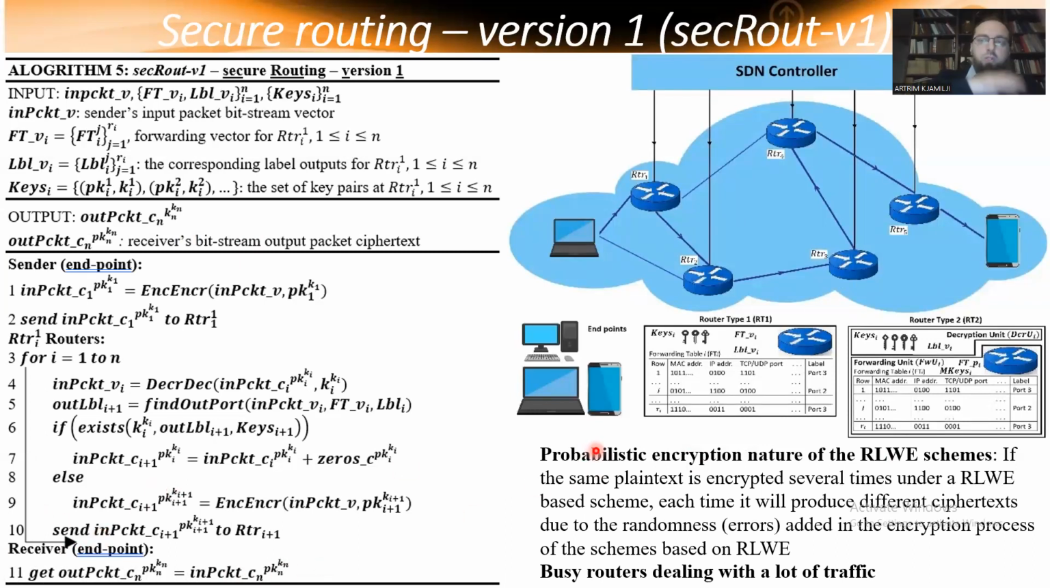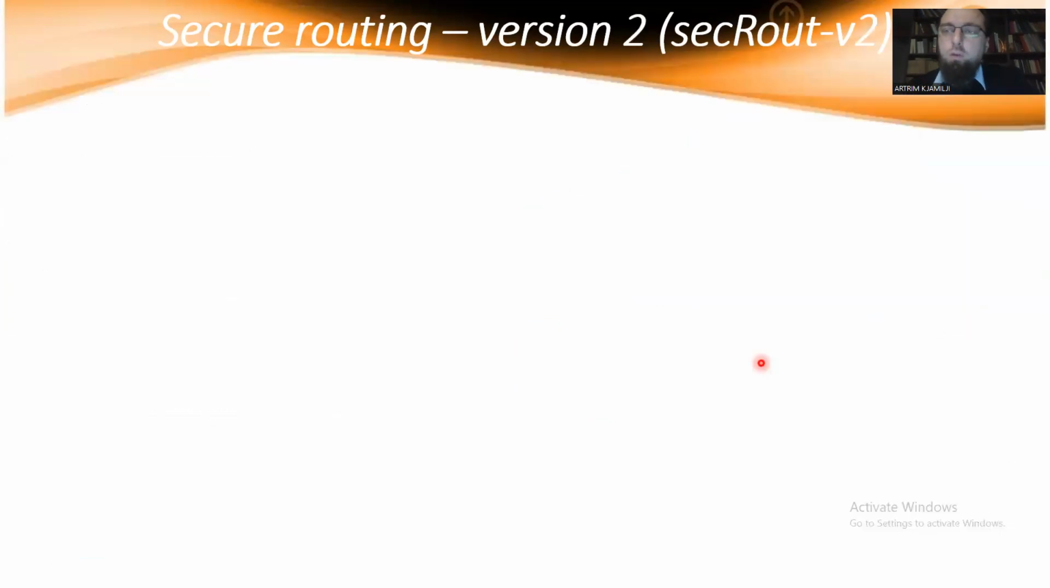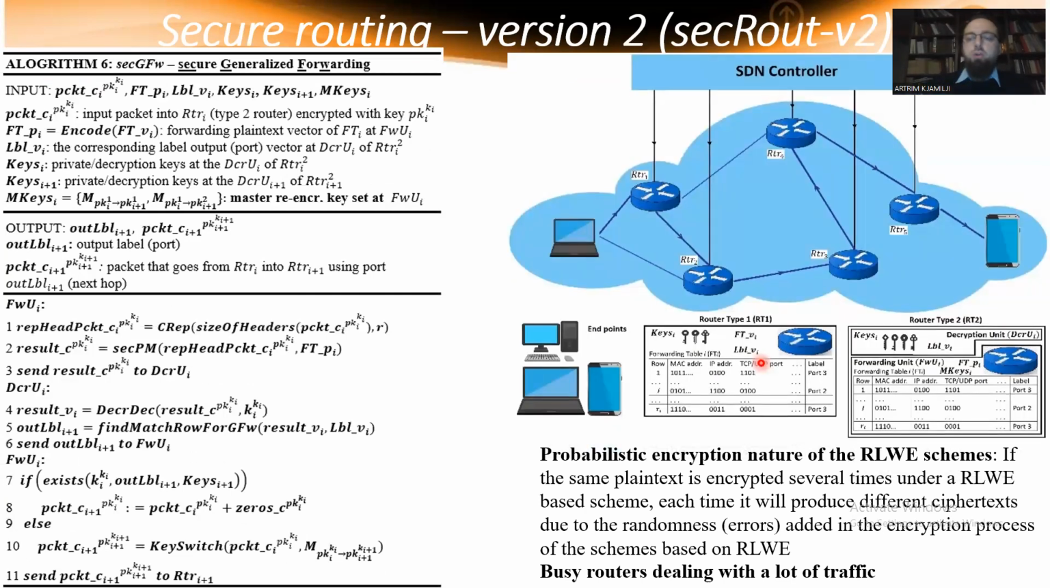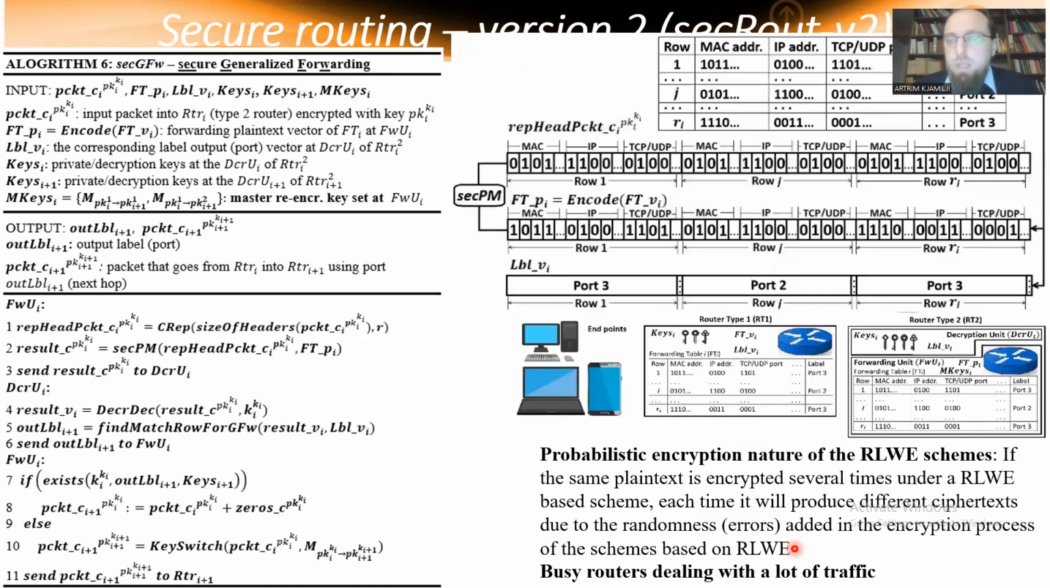So in this scenario, we don't trust the others that listen to the channels, but we trust the routers. What if we don't trust the routers? Well, that's why we are dealing with router version 2, where we have the decryption unit and the forwarding unit. And again, let's not forget that we are dealing with the probabilistic encryption nature of the underlying encryption schemes. And also in the first version and in this second version, we assume that the routers deal with a lot of traffic. So what happens?